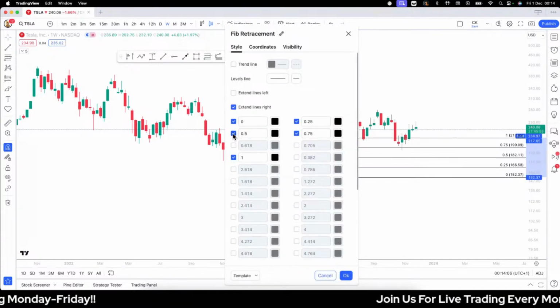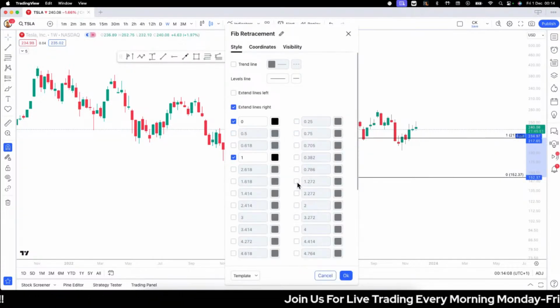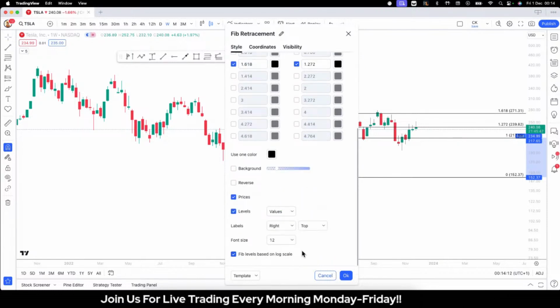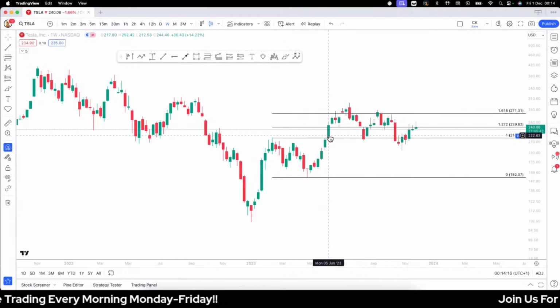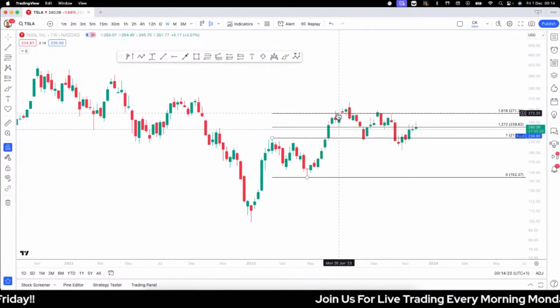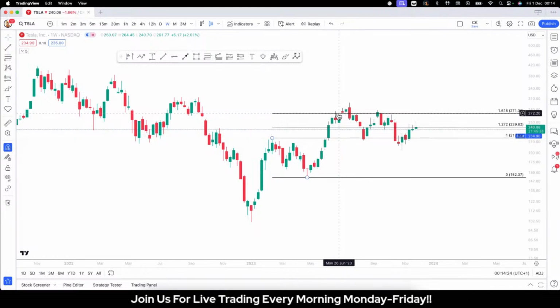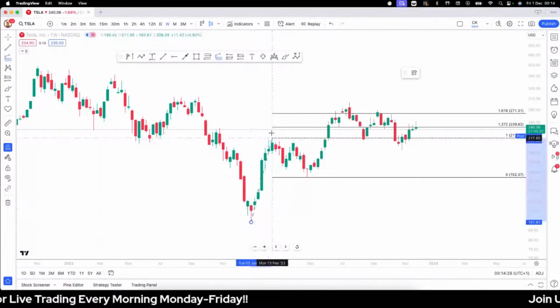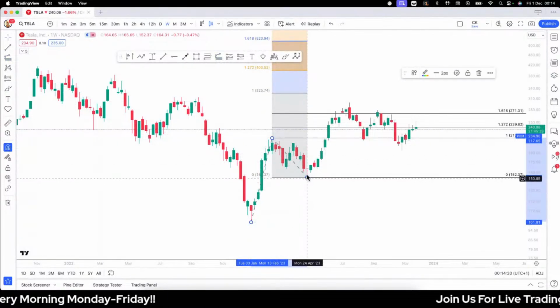And using the 1272 and the 1618 setting again on this tool, Fibonacci retracement, Fibonacci levels based on log scale. And then what does that give you? A 1272 and then a 1618. That 1618 here clearly is showing us a more accurate level of resistance, at least for now, than what this option is showing us.